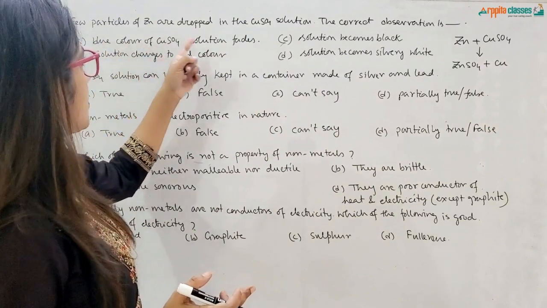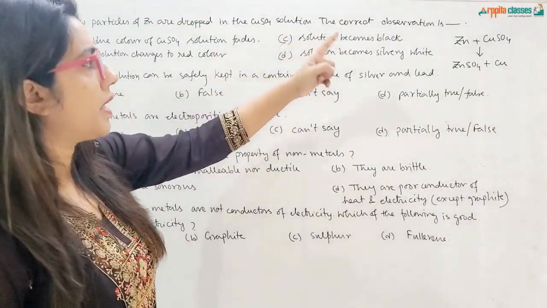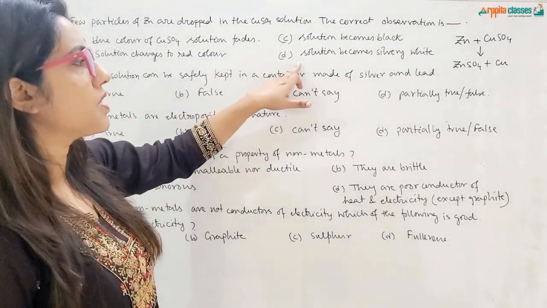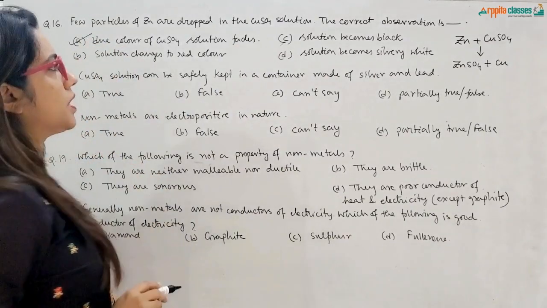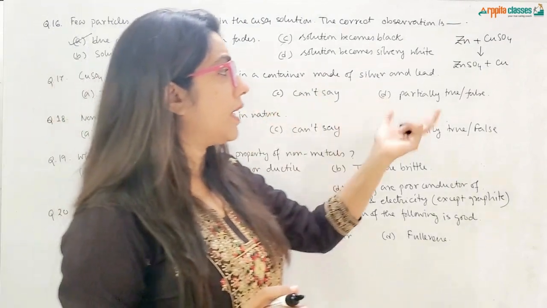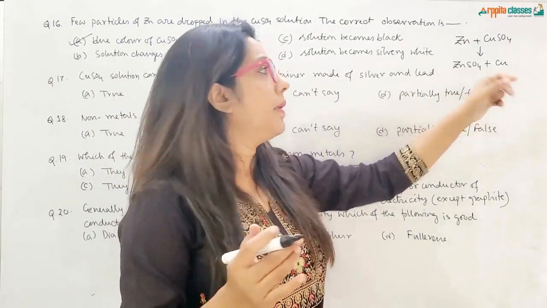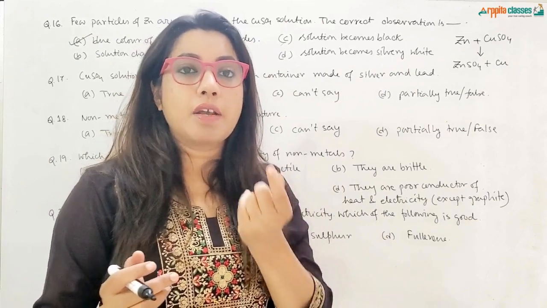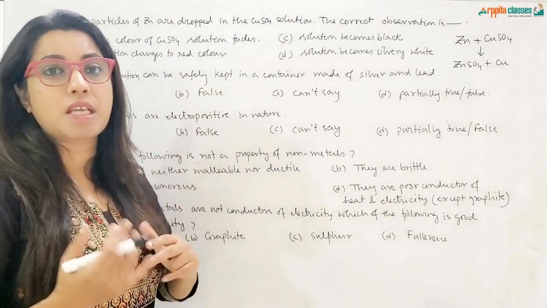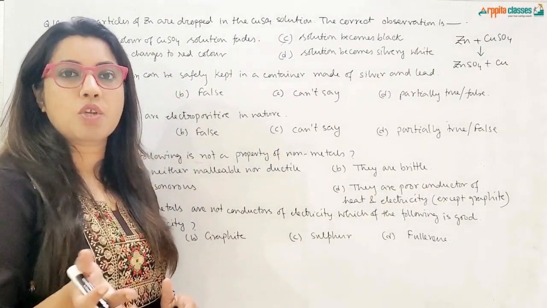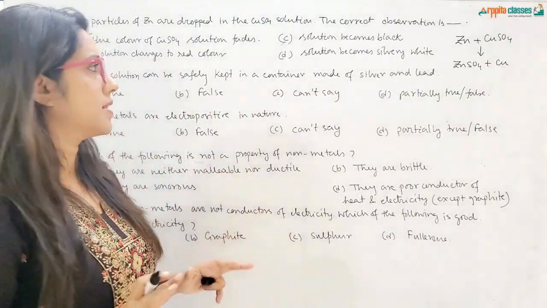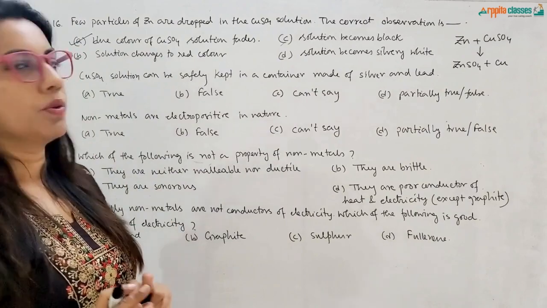Blue color of copper sulfate solution fades, this is right. Solution becomes black, no. Solution changes to red color, no. Solution becomes silvery white, no. Solution changes to red color is not the right option. If they give that a reddish brown precipitate is obtained, because copper will be precipitated down as a reddish color, then it is the right answer. Otherwise solution changes to red color is not the right answer. So here the blue color of copper sulfate solution fades away.